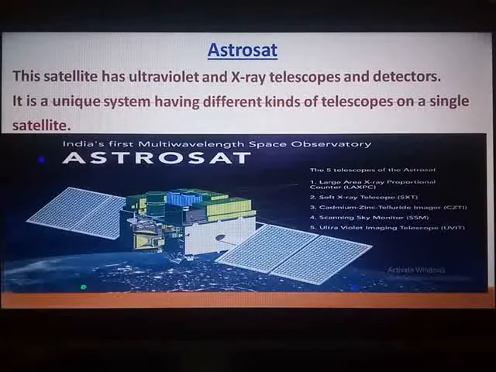Different telescopes on a single satellite, something unique, something different, and hence our Indian scientists are studying the various aspects of the universe using the data obtained with the help of these different telescopes which are erected on a single satellite, and the name is AstroSAT. With this, we complete the revision of chapter number 18, that is observing space with the help of telescopes.